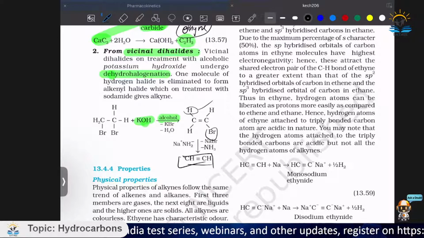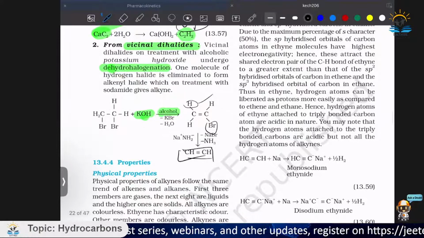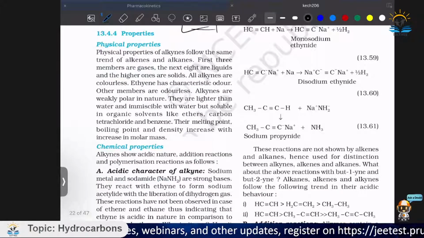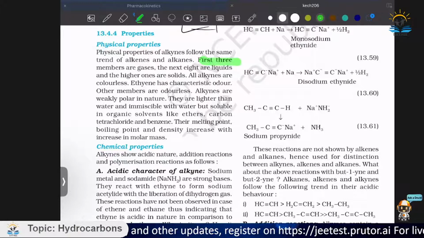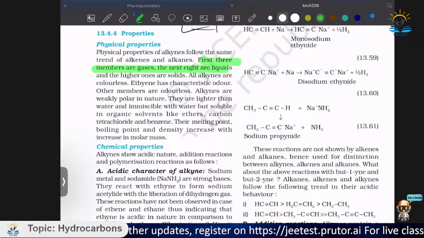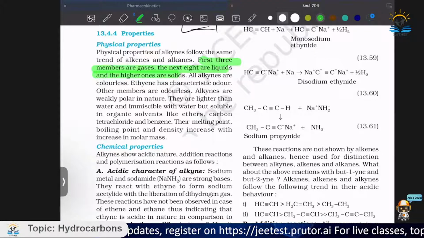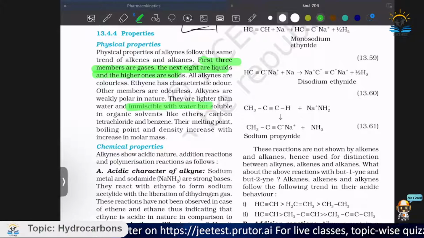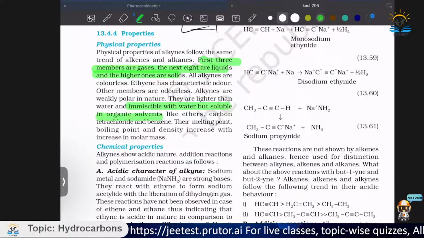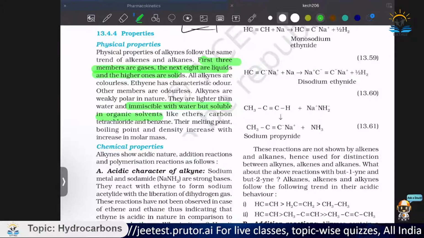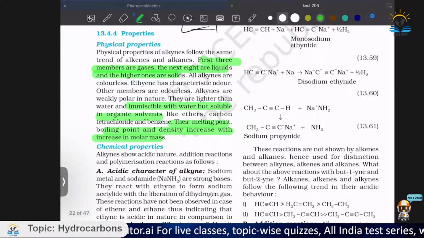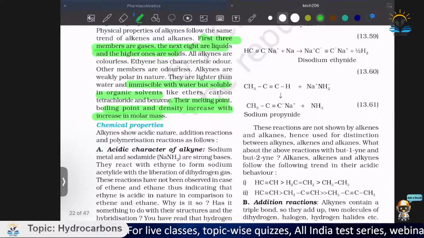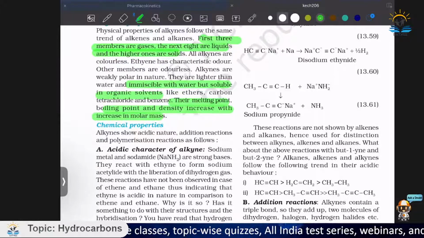Okay, alkynes are easy. Physical properties not significant. No need to remember any significant physical properties. Just like the previous one, first three are gases, next are liquids, higher ones are solids. They are lighter than water, they are immiscible with water, they are soluble in organic solvents, their melting point, boiling point, density increase with increase in molar mass. These 3 points, as discussed previously for others also, you need to remember for alkene.